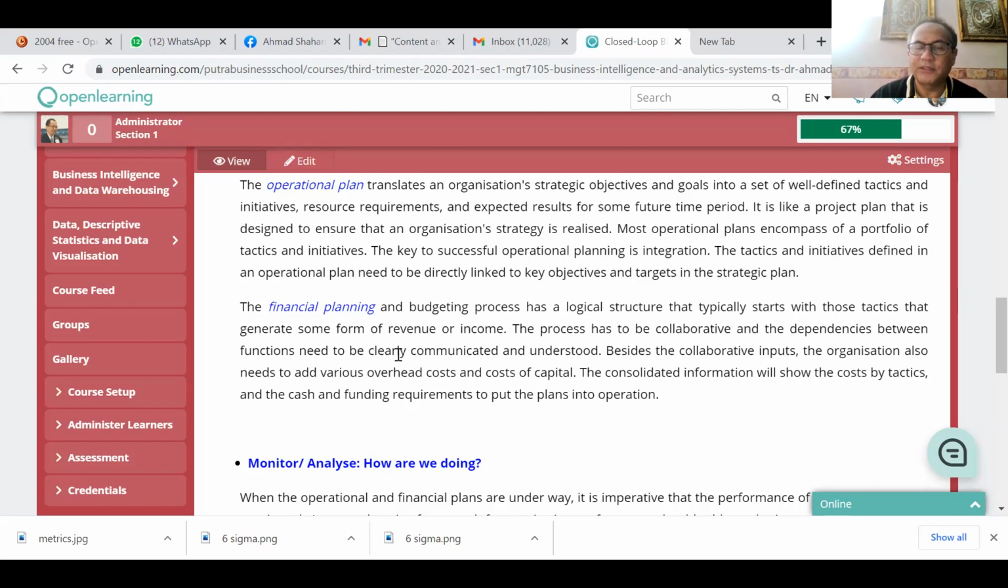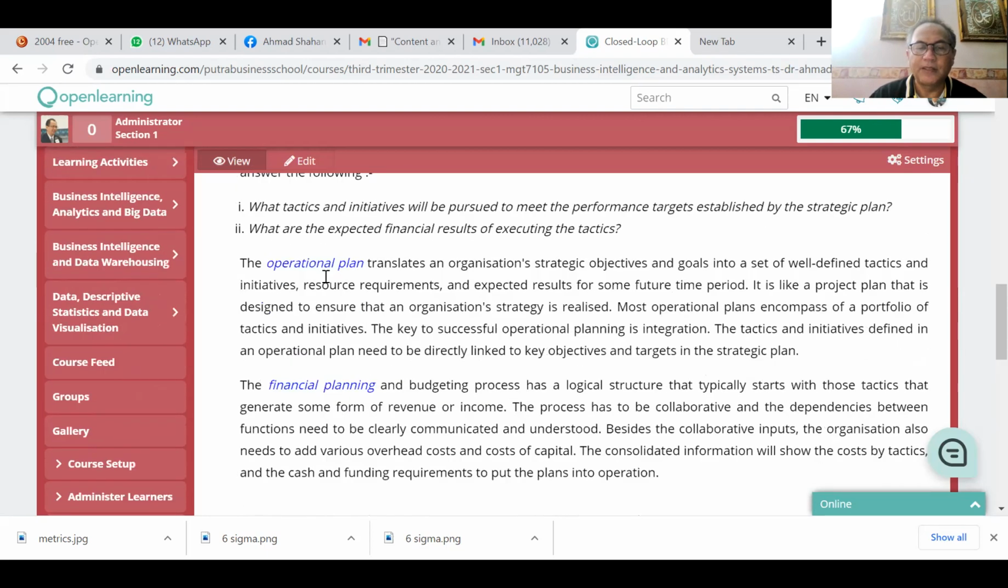Besides the operational costs, most of these overhead and functional costs are variable costs. We also have cost of capital, or sometimes we refer to it as capex, capital expenditure. So this consolidated information will show the cost by tactics and the cash and funding requirements to put the plans into operation. So operational planning needs to tie up with the financial planning and budgeting process. When you run your operational planning, there are related financial planning and budgeting processes.